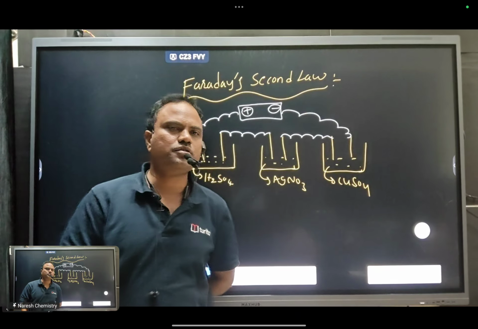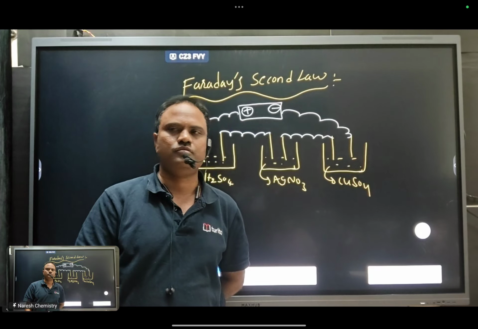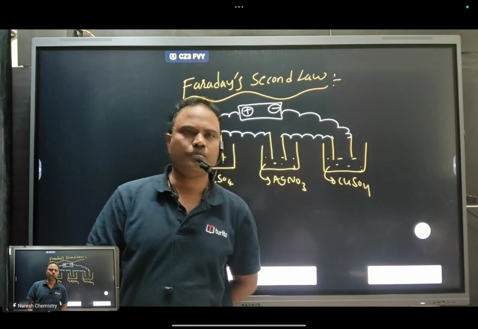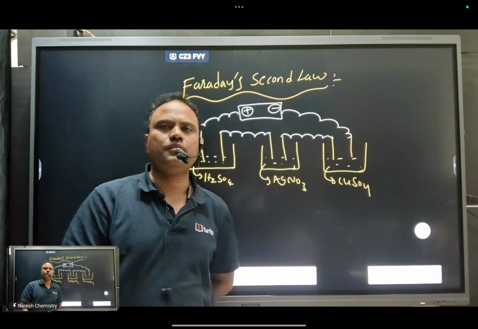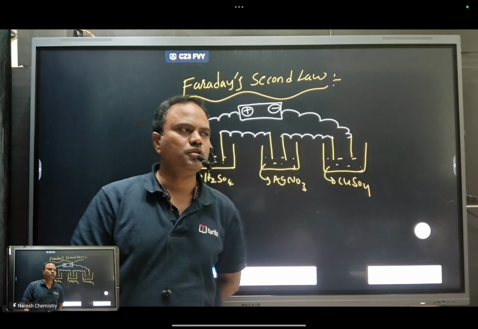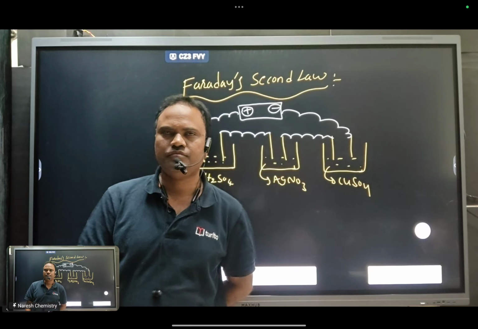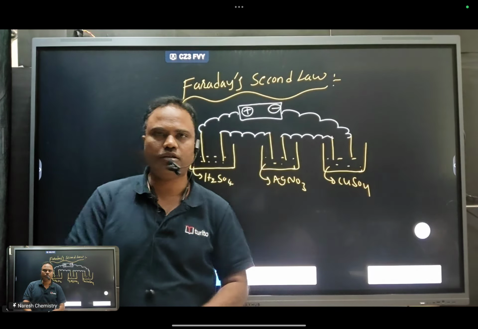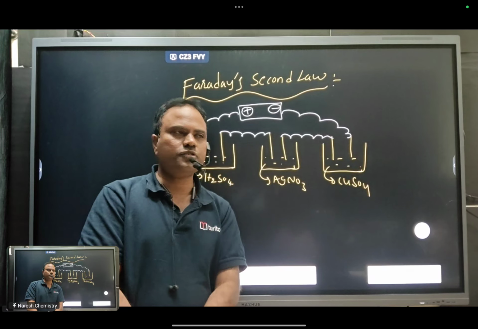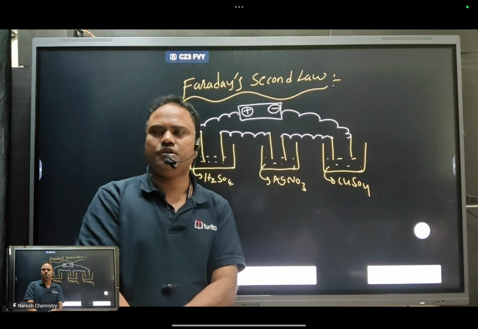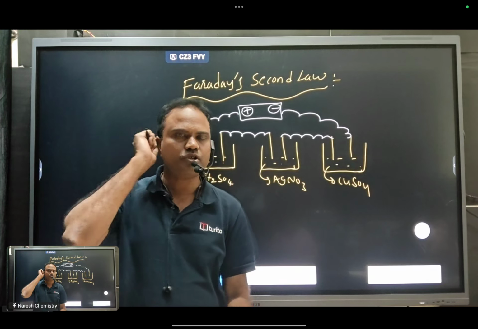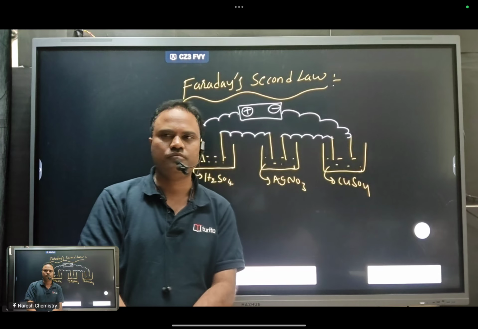See, what is the common thing in this? Battery is the common. We are passing the same amount of current into three cells. We used only one battery, so the same amount of current is passing through three different electrolytic solutions which are connected in a series. Okay.